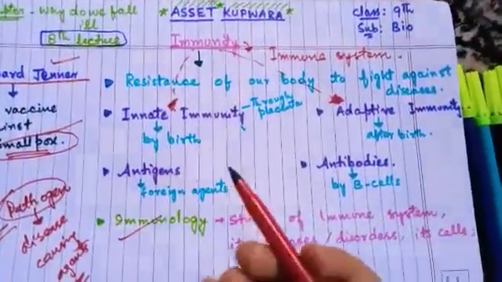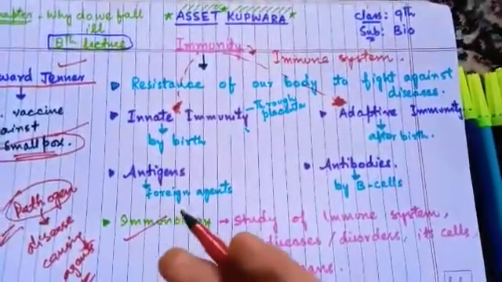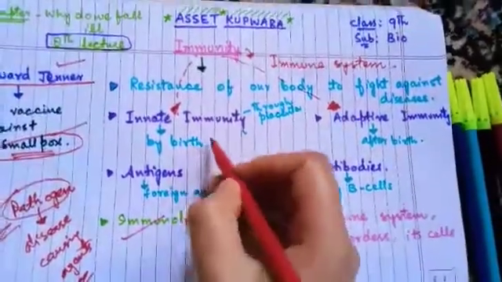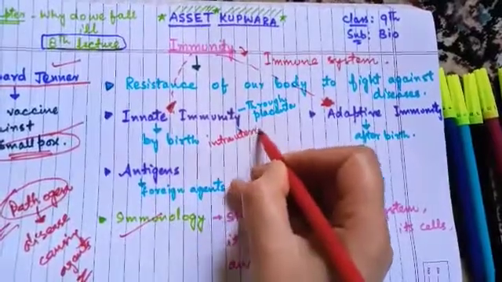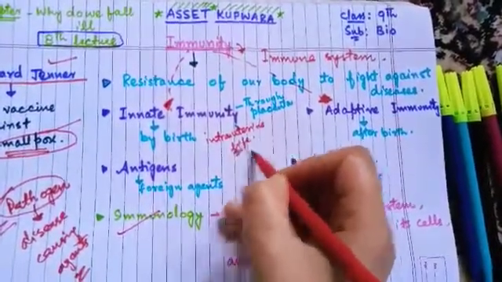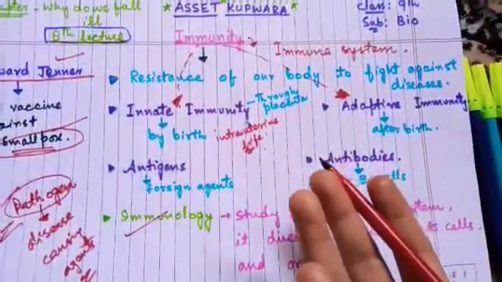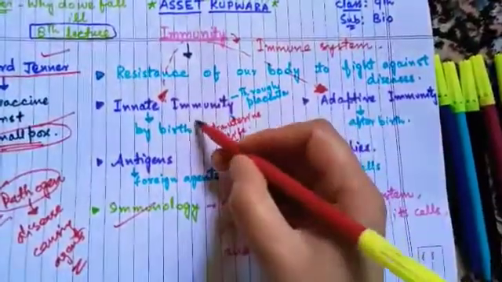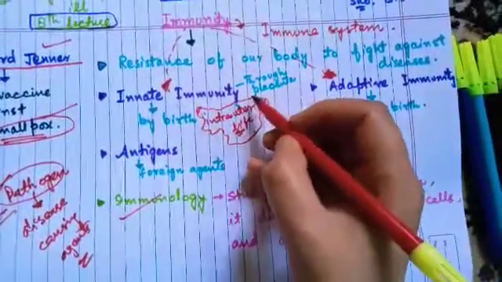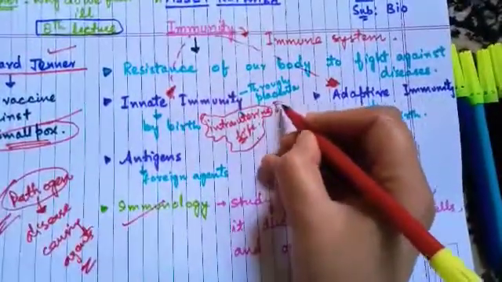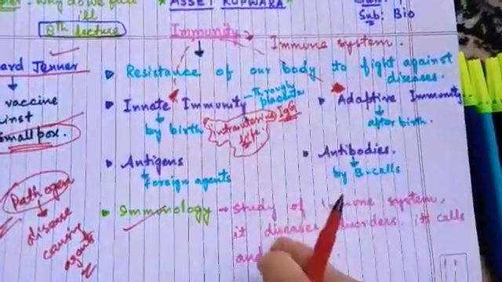Innate immunity is that resistance of our body, that capacity of our body which we gain in the intrauterine life. What does intrauterine life mean? Intrauterine life means when we are inside the womb of our mother, inside the uterus. During this intrauterine life, we get some antibodies. They are known as IgG antibodies.